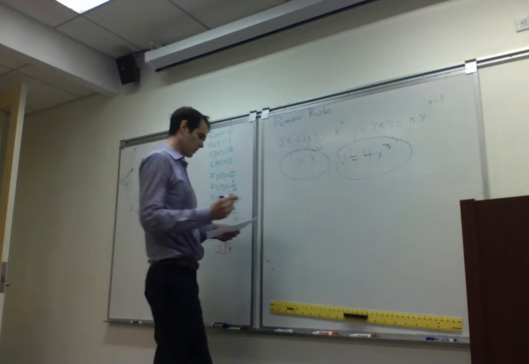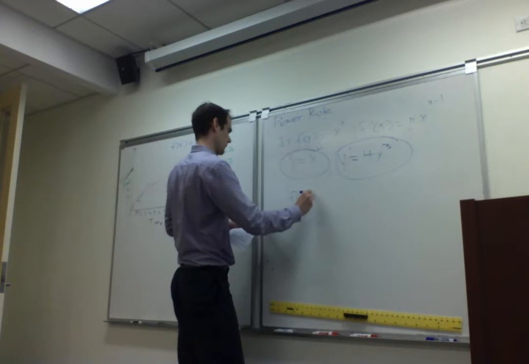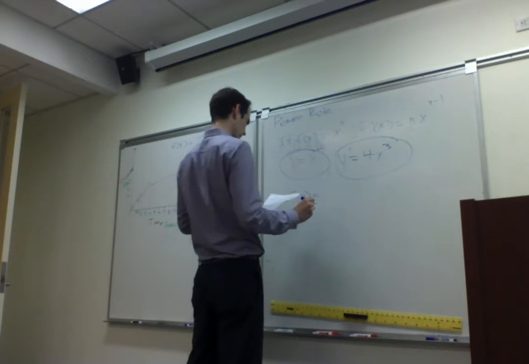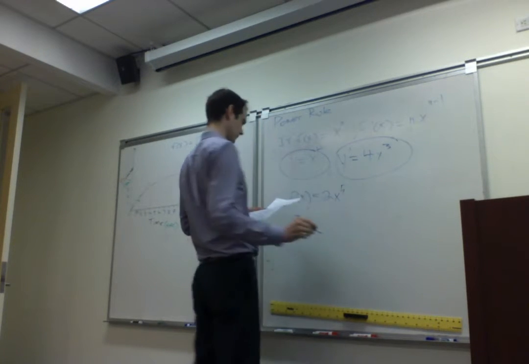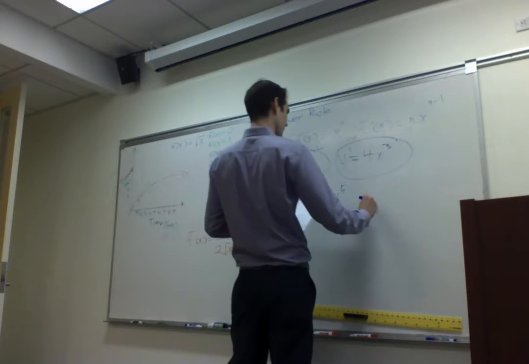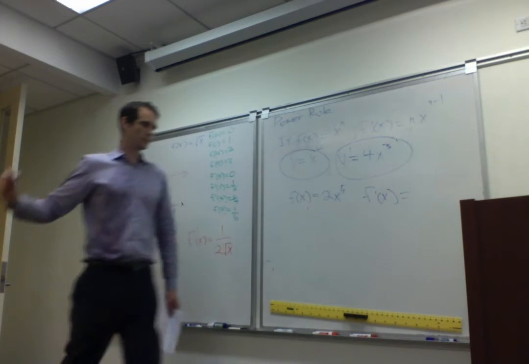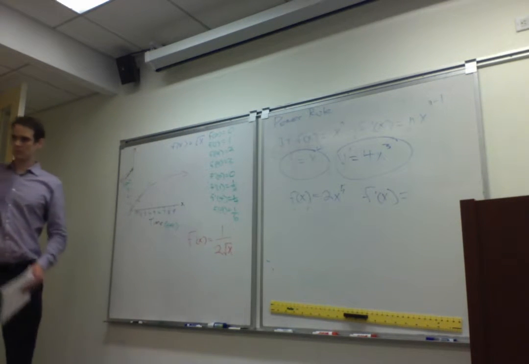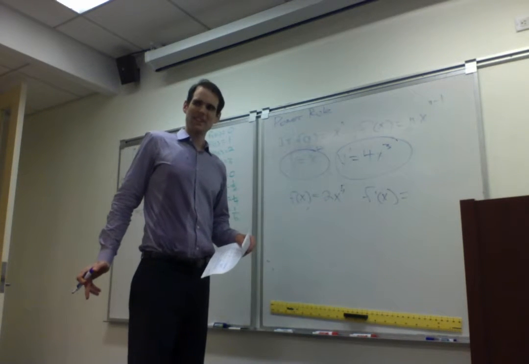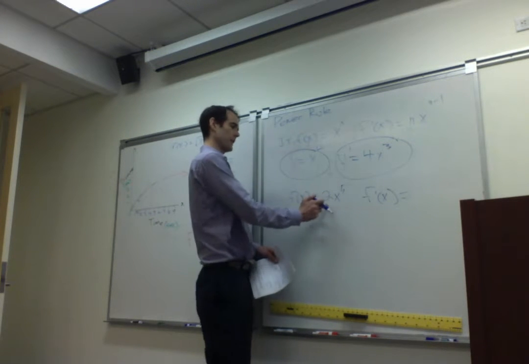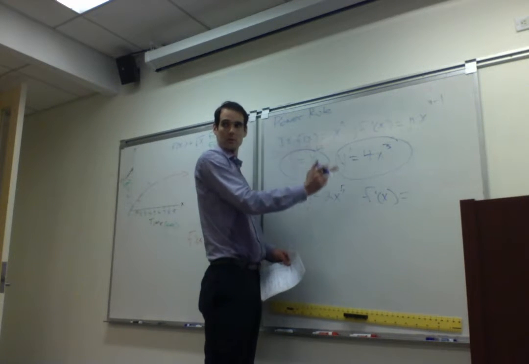How about f of x equals 2 times x to the 5th? I want to know f prime of x. 2 times what? x raised to 4. Close. Remember, we have to take the 5, bring it down here, and multiply it by 2. And then we have 5 minus 1 is 4.